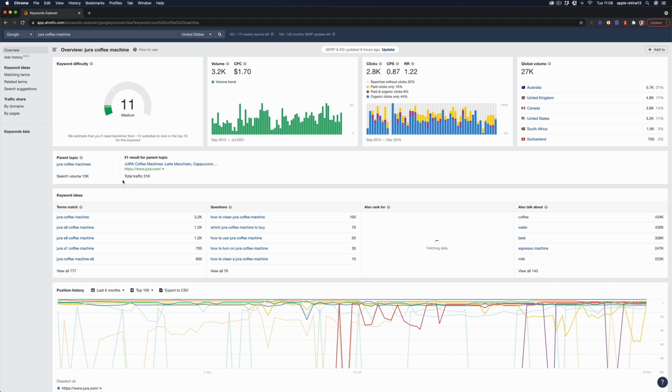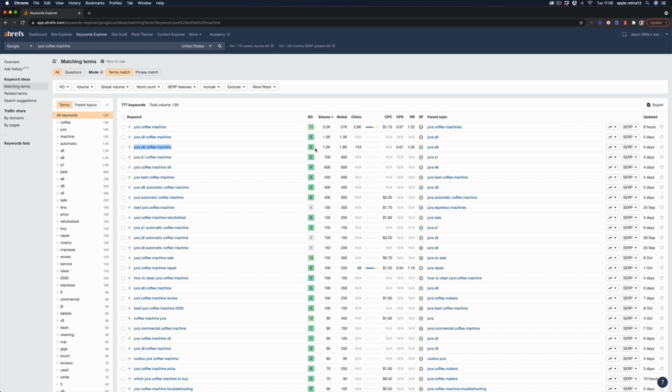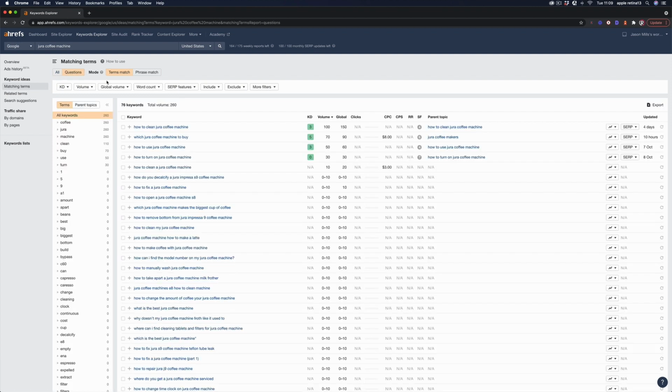So let's have a look at these keyword ideas here and see if we can find something that's even easier. If we look at specific models, the keyword difficulty becomes a lot less. We can also look at questions. So we can come up with content ideas that don't necessarily have a load of buyer intent behind them, but certainly keyword ideas that can deliver traffic for us. If we look at this one, how to clean a Jura coffee machine, has 100 searches per month, and it's only a keyword difficulty of 3. So let's take a look at that.